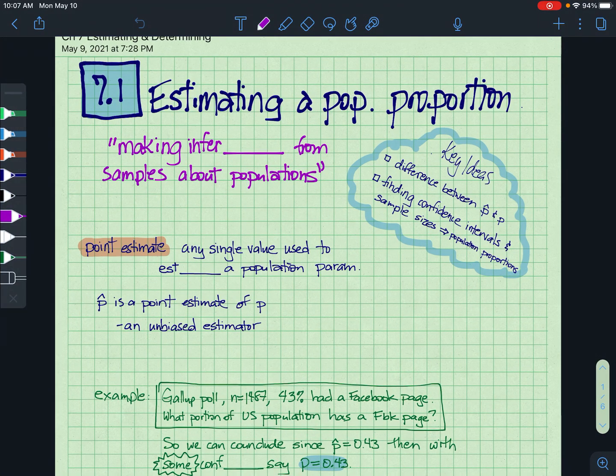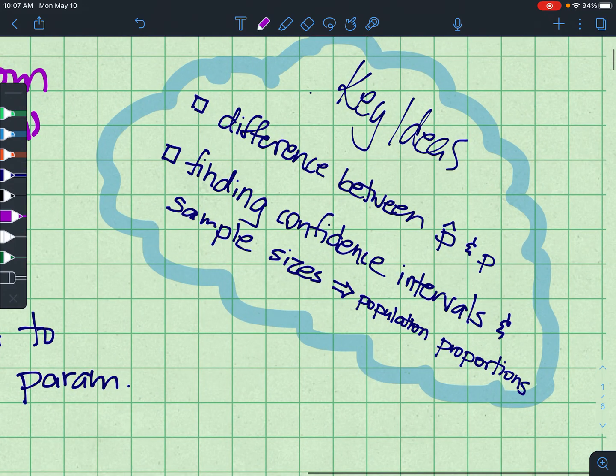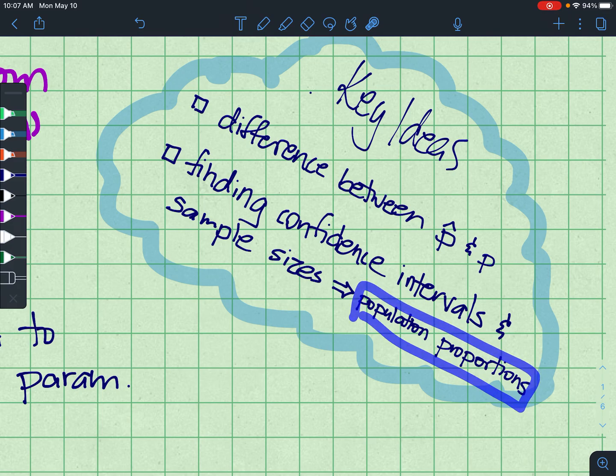All right, 7.1, estimating a population proportion. We are going to make inferences from samples about populations. So here's the idea. Here's our sample, here's our population. What's the difference between them? And then finding confidence intervals and sample sizes which lead us to the population proportion. All right?